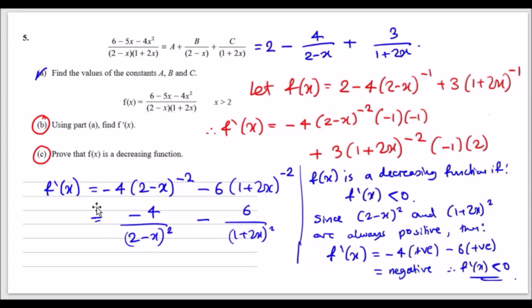So minus 4 times these two gives you minus 4. 3 times minus 1 and 2 gives us minus 6. And this is our final term. Done. And you can make it look like this as well.